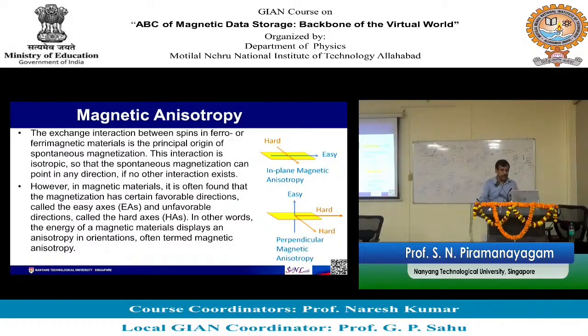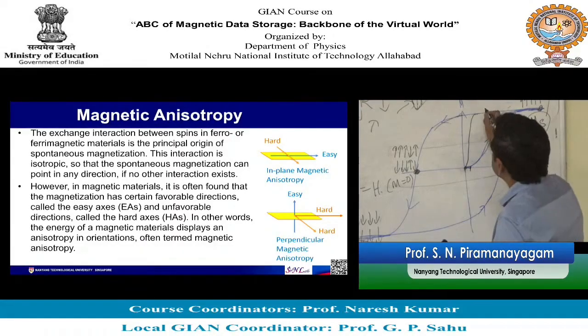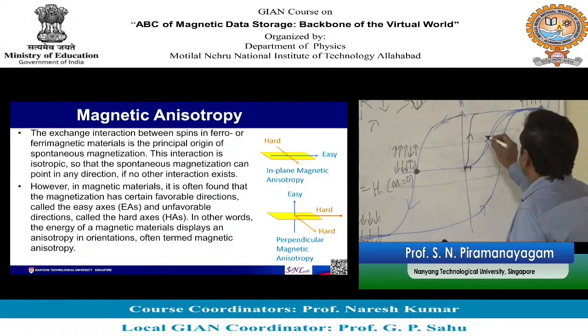Okay, so here I have defined two words, hard and easy. Easy direction means you can change the magnetization, you can increase the magnetization with a very small magnetic field. For example, I apply a very small magnetic field, only this much. Within this the magnetization goes up like this quickly. Okay, so this is one possibility.